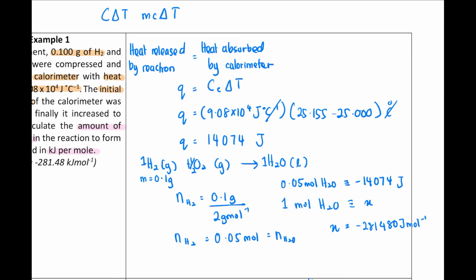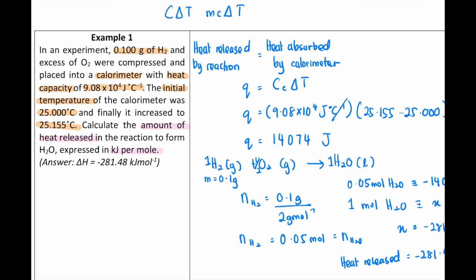Okay, so kiranya dekat sini when we produce 1 mole of water, heat yang release adalah negative 281,480 joule per mole. Tapi soalan nak dalam kilojoule, so kita kena convert lah to kilojoule. Okay, so that is our final answer. Okay, so jom kita recap sikit.